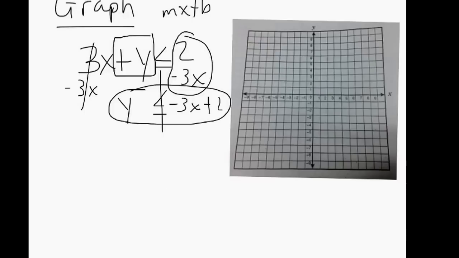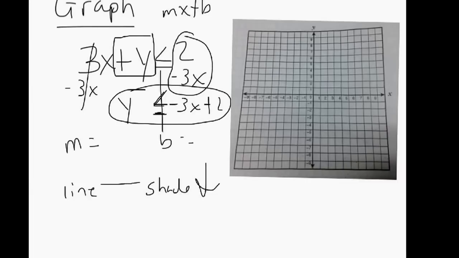Okay. When I go to graph it, I need my m, I need my b, I need to know what type of line, and I need to know what type of shading. So less than is shade down. The equal to part means I'm going to have a solid line.